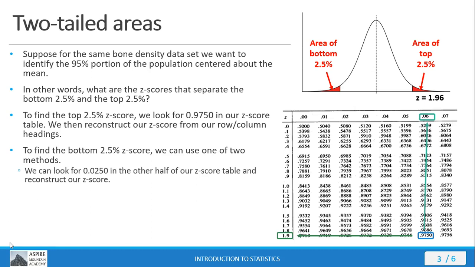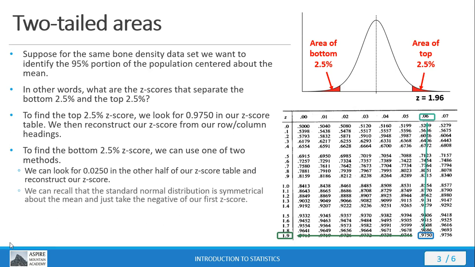First we can use our z-score table, and that'll give us the answer we're looking for. Or we can just recall that the distribution is symmetrical about the mean, and we just take the negative of the z-score. So if you do use the z-score table, you're going to find that you come out with negative 1.96. It's going to give you the same thing, but it's just a lot easier to get there if you can remember that it's symmetrical about the mean.